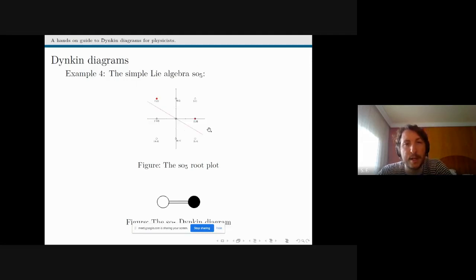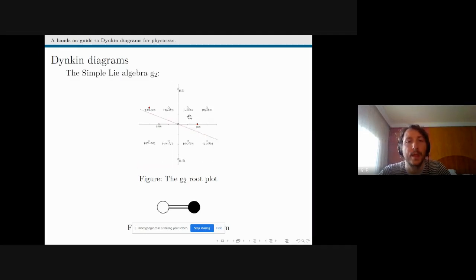Now SU5, we've already had a look at the simple roots here. They have 135 degrees between them, and they're of different lengths. So the smaller simple root gets filled in, and we have two lines here indicating there's 135 degrees between them. And then here's G2. There's 150 degrees between them, and one is longer than the other. So one of these dots gets filled in, and the other is left open, and we have three lines. And that's all of the rank 2 simple Lie algebras in Dynkin diagram form.